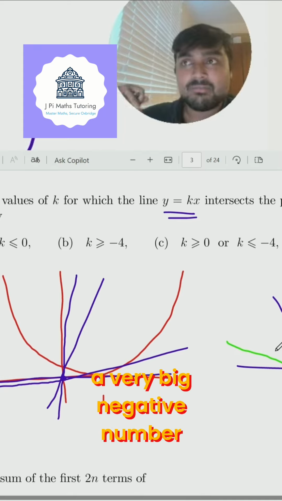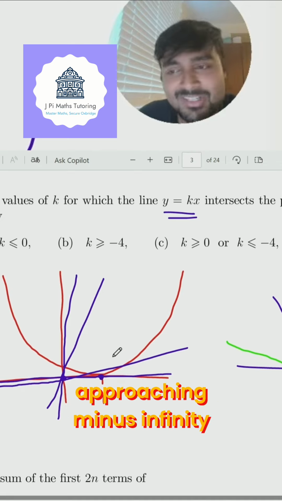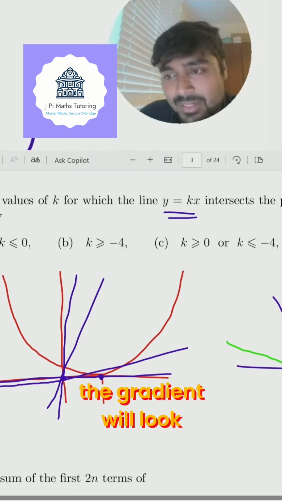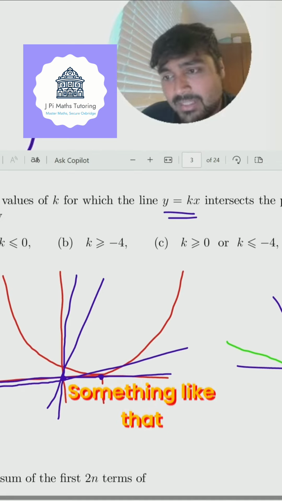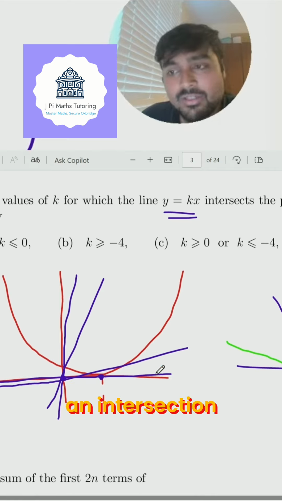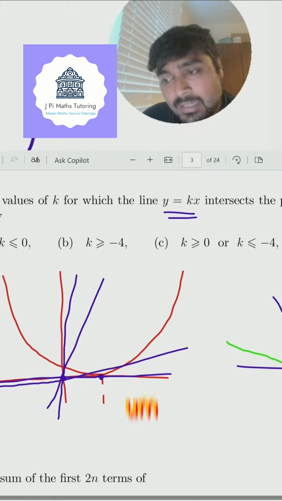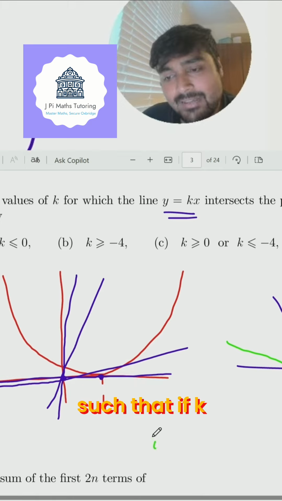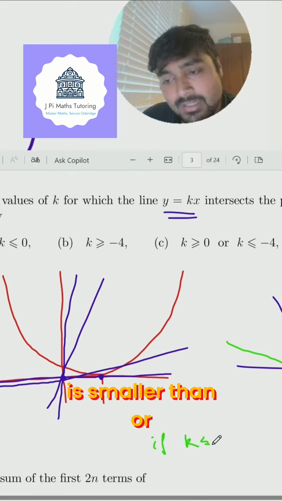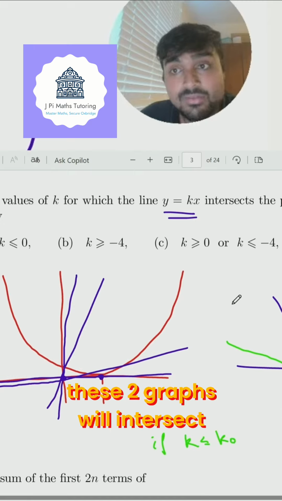But if k is a very big negative number, approaching minus infinity, the line will look like this, something like that, passing through the origin. And you can see that there will be an intersection. So we know that there's some negative number, k naught, such that if k is smaller than or equal to k naught, then these two graphs will intersect.